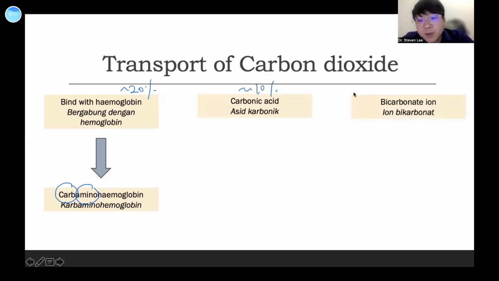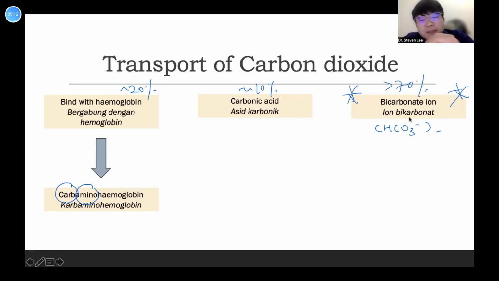Alright? Another method is to transport in the form of bicarbonate ion. Bicarbonate ion is HCO3 negative. If you want to become a doctor, this is a very important ion. You have to remember until the moment you become a doctor. It's really, really important. Okay? Because nowadays it's still important for us when we do a venous blood gas or arterial blood gas. Please. Okay? You must be good at this section. This is the way where the majority of the carbon dioxide is transported, more than 70%.